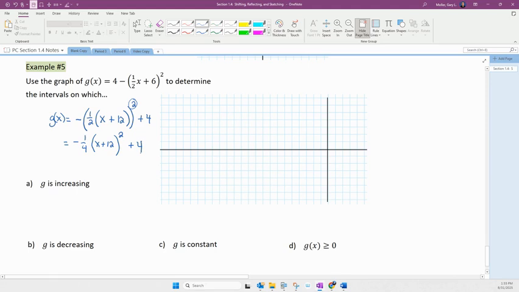And now I know what's going on. I'm going to move all the way to negative 12 and up 4. 1, 2, 3, 4, 5, 6, 7, 8, 9, 10, 11, 12. I'm going to go up 4. 1, 2, 3, 4. So this should be the point negative 12, 4.